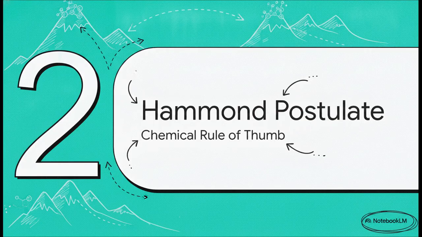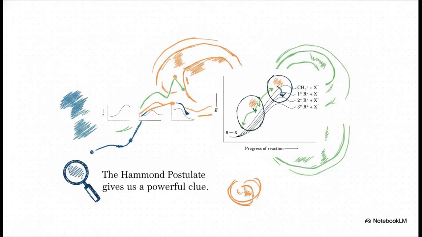Moving on to part 2, the Hammond postulate, a chemical rule of thumb. Now, you might be wondering, how do we actually know what a molecule looks like at the very top of that mountain peak if we can't just hit pause on the reaction? Well, the Hammond postulate gives us a totally powerful clue.